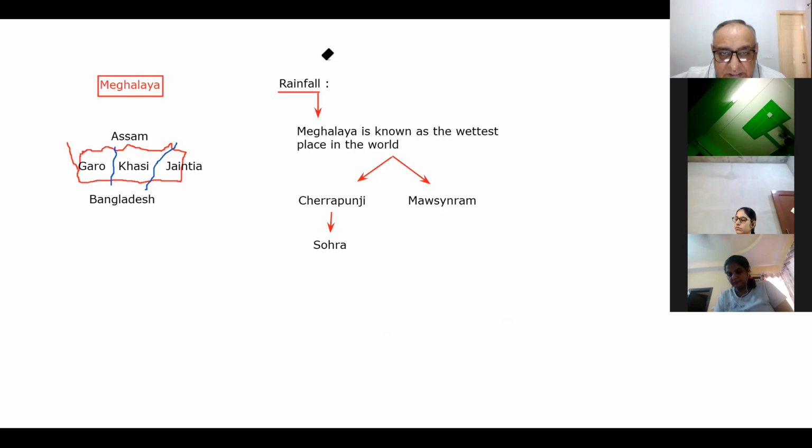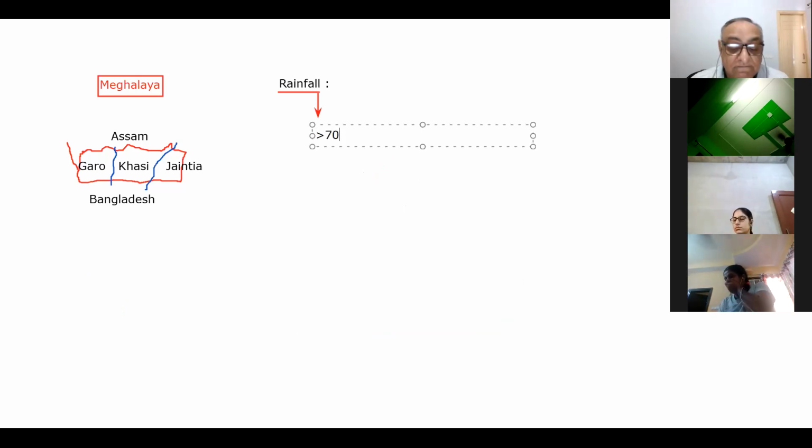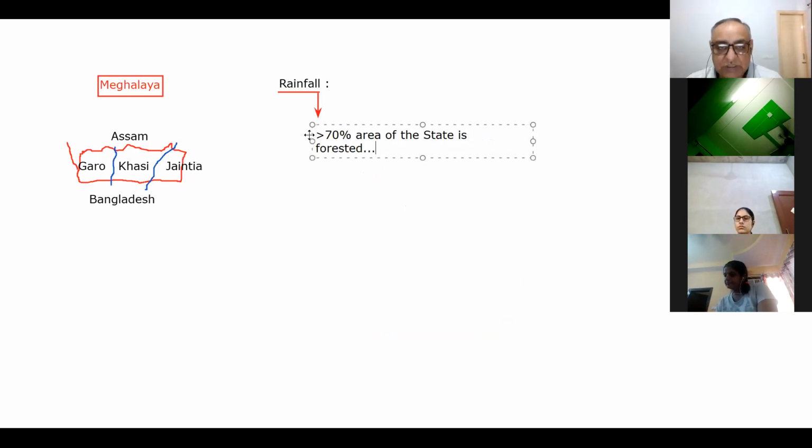More than 70% area of the state is forested, right? So more than 70% area of the state is forested, right? So forests are found there, more than 70% area has forests, right?